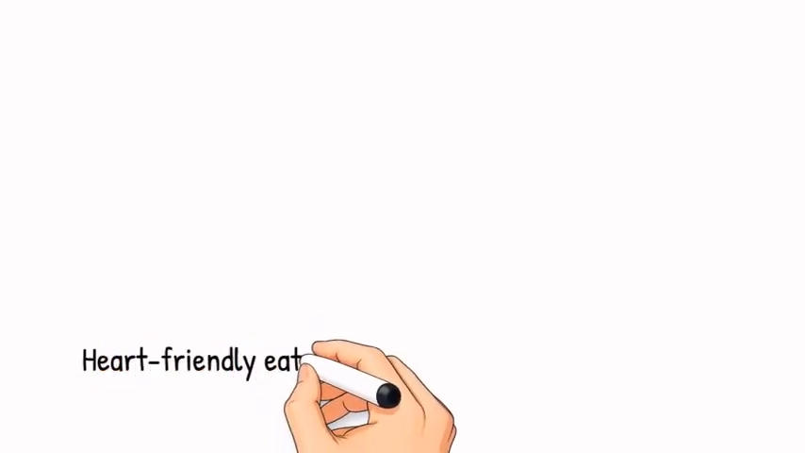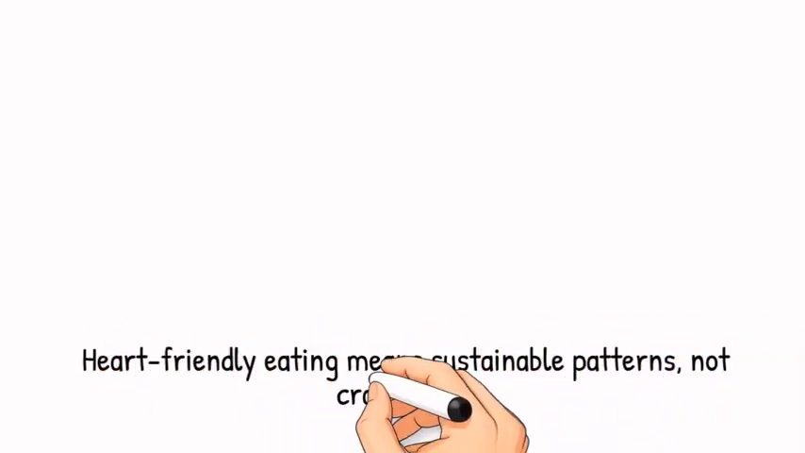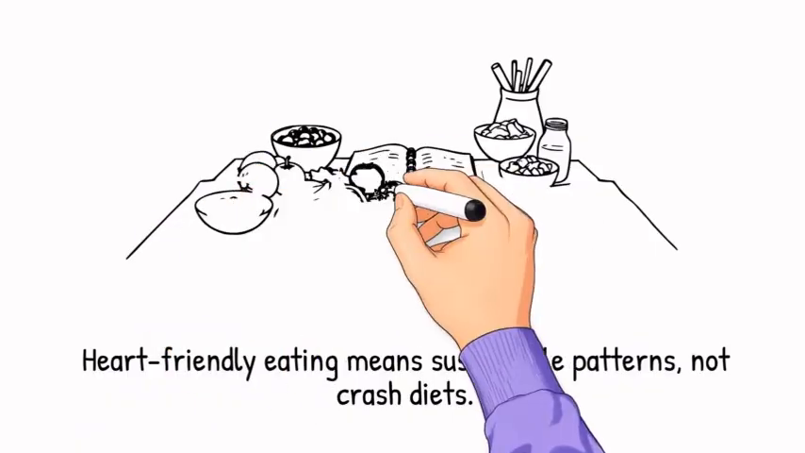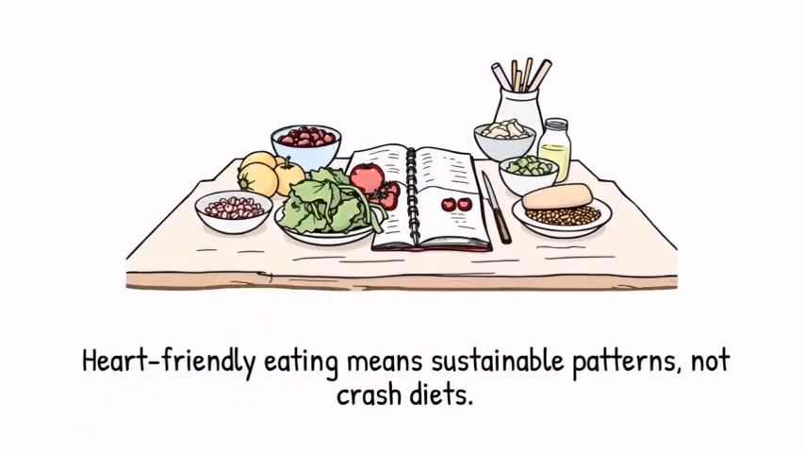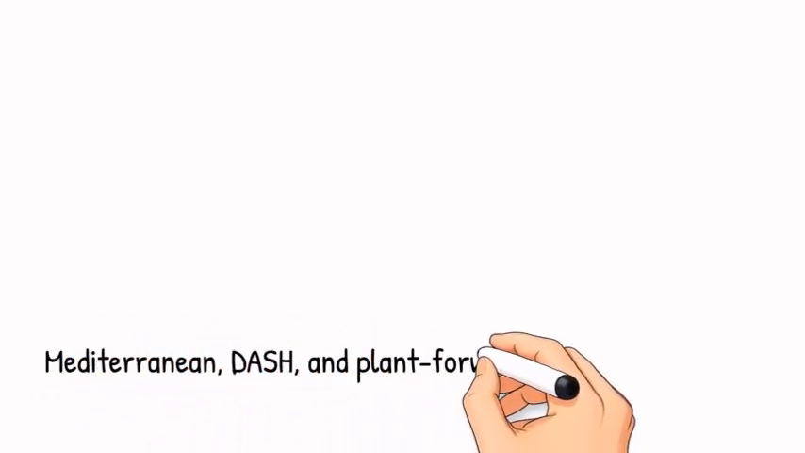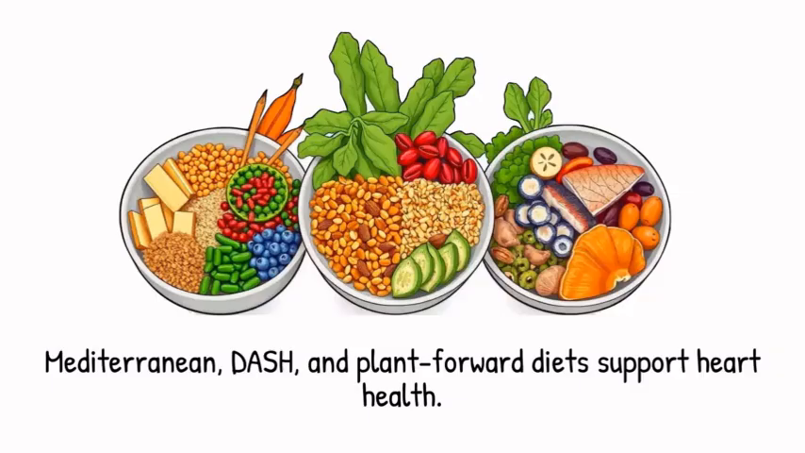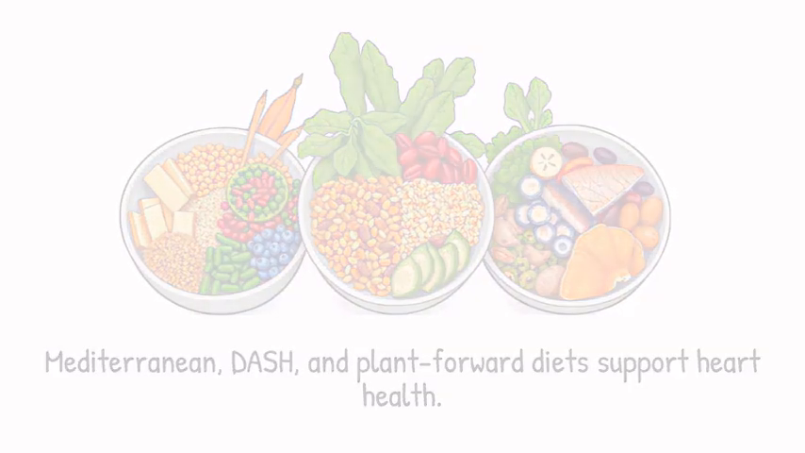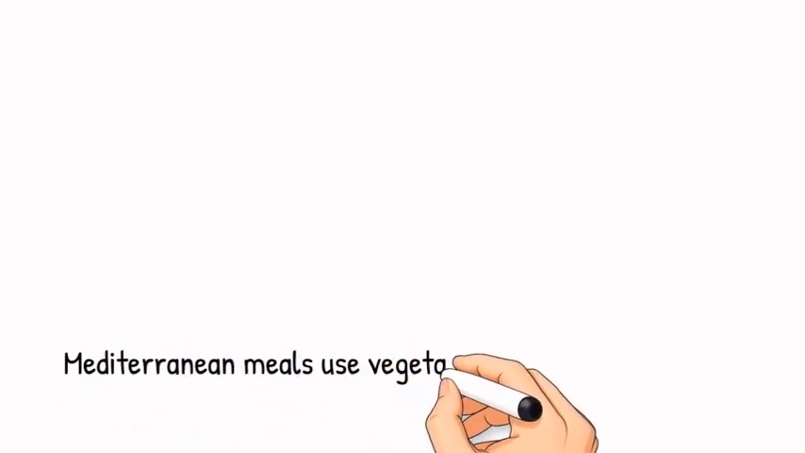If you want to support your heart with food, the goal is not a crash diet. It is a way of eating you can actually live with. Three of the most reliable patterns are the Mediterranean diet, the DASH diet, and a more plant-forward diet. Each one focuses on whole foods, less sodium, more fiber, and healthier fats.